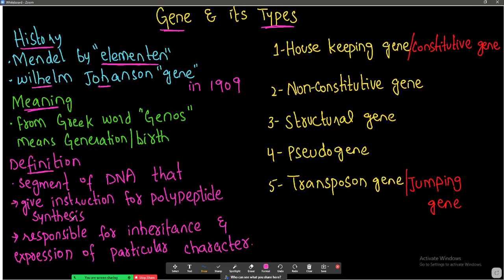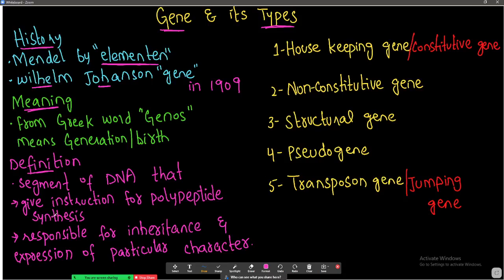We can define a gene in the viral genome: when DNA is present, we say the gene is a specific segment of DNA. But in those viruses whose genome consists of RNA, we say that the gene is a specific segment of RNA that performs a function in the virus. So it is not necessary that a gene is always a specific segment of DNA. This is the history, meaning and definition of a gene.